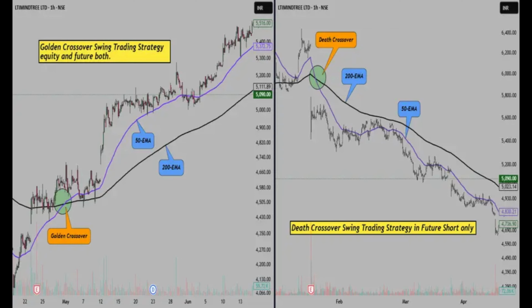So start practicing this strategy on a paper trading account first. Get familiar with how the EMAs behave on your preferred instrument and time frame. Once you feel confident, you can move to live trading.